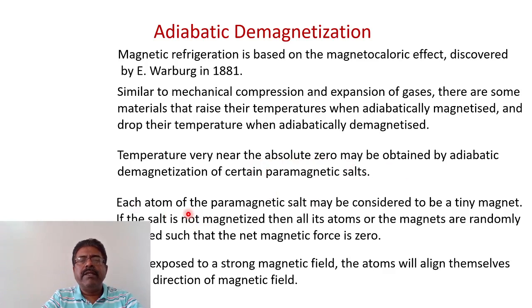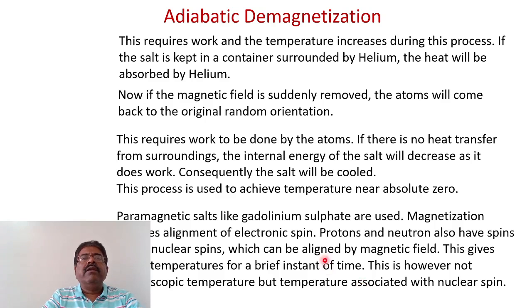Now, you know, in a paramagnetic material, each atom of this paramagnetic salt may be considered to be a tiny magnet. If the salt is not magnetized, then all its atoms or the magnets are randomly oriented. Okay, so they have random orientation, and the net magnetic force in that case will be zero. But suppose it is exposed to a strong magnetic field, what will happen? All these tiny magnets, that means atoms, will align themselves to the direction of the external or applied magnetic field. Now, while aligning, some work is done, and because of this work done, the temperature increases during this process.